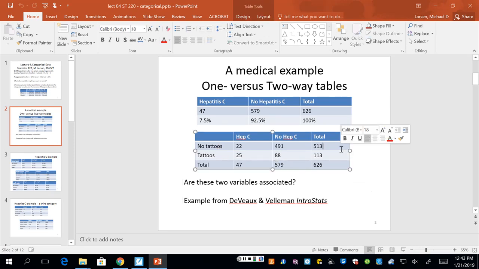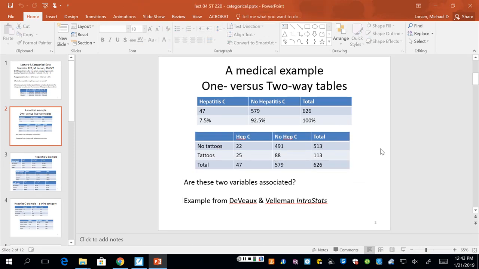And the question is based on the two-way table, because it's two variables. 22 people had no tattoos and had hepatitis C, so they had both. 491 people, the most common category, did not have hepatitis C and had no tattoos. 491 out of the 626. Across this row, the 22 and 491 give us the 513 total, or you can look down this way.